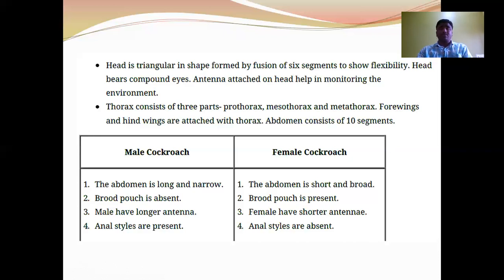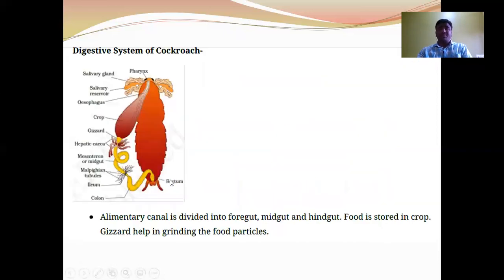In male cockroach, the abdomen is long and narrow, whereas in female cockroach, the abdomen is short and broad. In male cockroach, a pair of anal styles are present. In female, anal styles are absent. In male, long antennae are present. In female, shorter antennae are present. These are the differences between male and female cockroach.